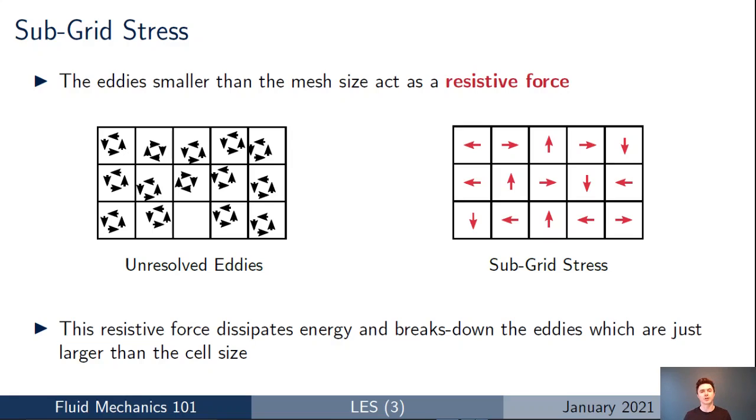In a way, you can think of this as an application of Newton's second law with an equal and opposite reaction force, for example. That's another way of thinking about it. So what we're doing is not modeling the physical eddies in the velocity field, but we are modeling the stress and the force that they exert. And this is the force that will dissipate and break down those eddies that are just larger than the grid size, because of course we have the cascade, so they will.